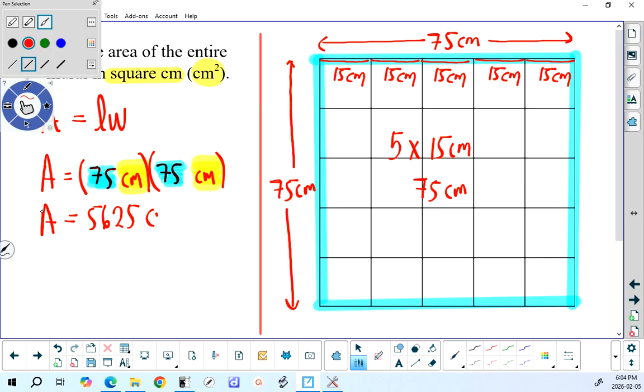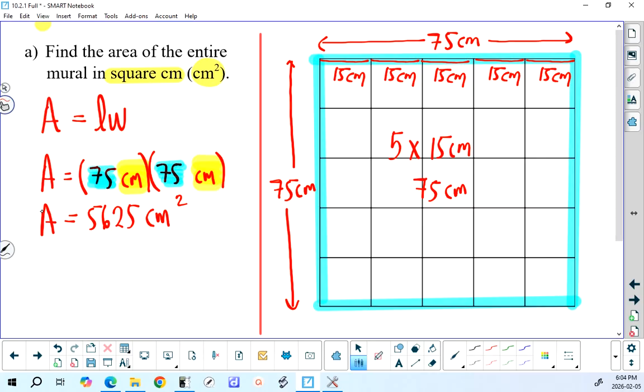And the units will be centimeters times centimeters, which is centimeters squared. So that's the answer to the first question. The total area of this entire blue square would be 5,625 square centimeters.